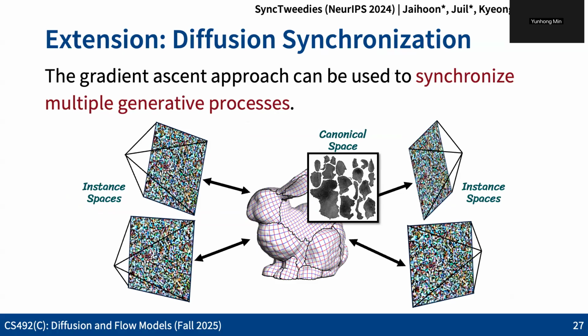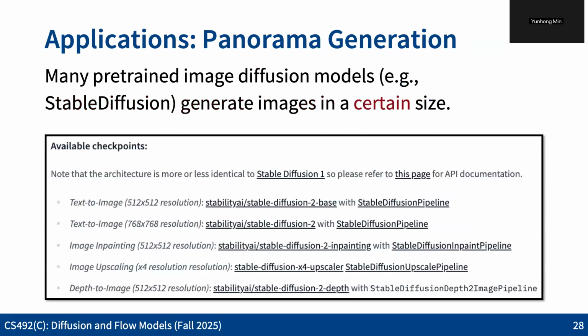One thing that I'd like to show is that many pre-trained image diffusion models, including the model that you are using for your team project, generate images at a certain resolution, like 512 by 512. So the question is, what if we want to make images in a much bigger size, or with an arbitrary ratio, or more like panoramic images, or 360 images, or many other things?